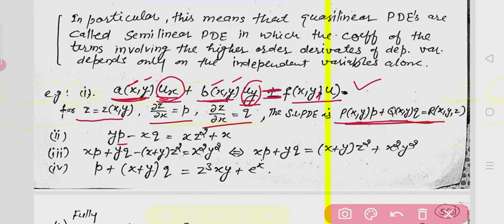देखिए यहाँ पर p का कोफिशिएंट क्या है, ओनली इंडिपेंडेंट वेरिएबल, q का कोफिशिएंट ओनली इंडिपेंडेंट वेरिएबल, राइट. रेस्ट ऑफ द टर्म्स कैन बी एनीथिंग, right. So this will be semi-linear PDE.